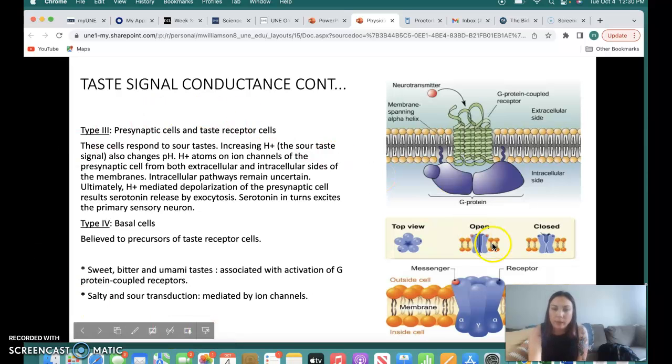So I have a couple of diagrams here that are just showing the difference between these G protein coupled receptors, which are associated with sweet, bitter, and umami tastes, and the basic ion channel, which is salty and sour transduction. So all in all, communication between cells and neurons is ultimately very, very important because without proper communication, our body would not function properly.